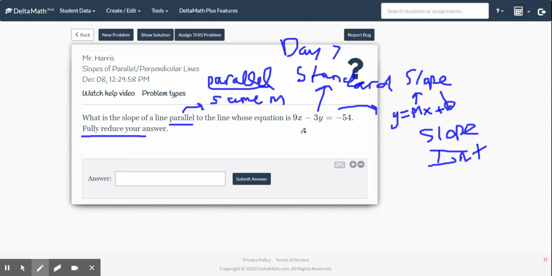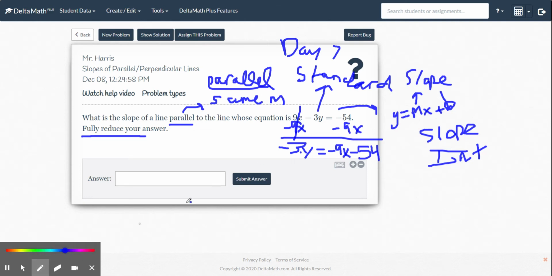Yeah, I'm thinking we need to move that 9x over. So subtract 9x, which means you also will subtract it from the right side. So you've got -3y, don't forget that negative is still there, equals negative 9x minus 54. Now here's the problem. We still have a negative 3 attached to this y. So the y is not by itself yet. How can we get rid of that negative 3 if it's being multiplied to y right now?